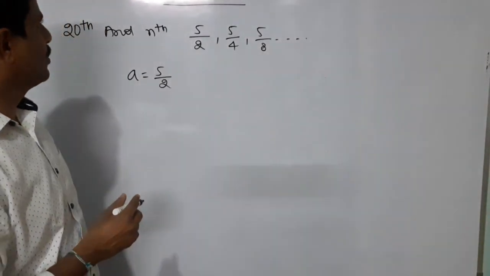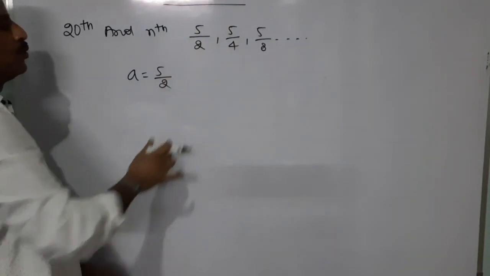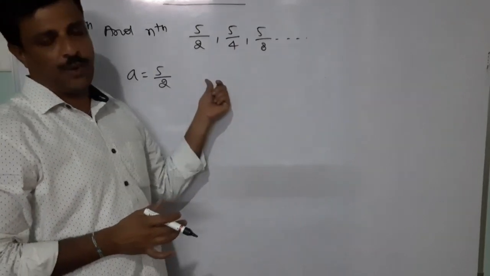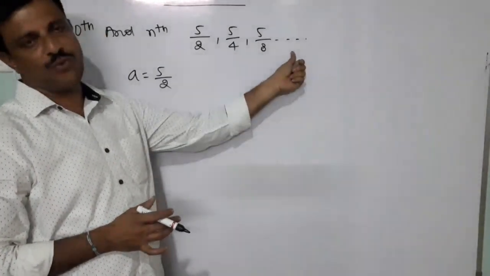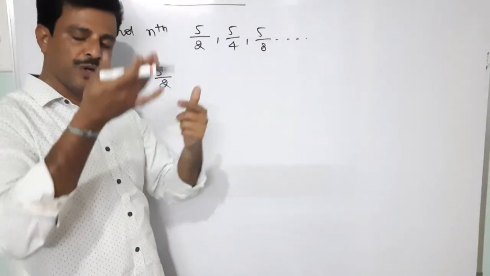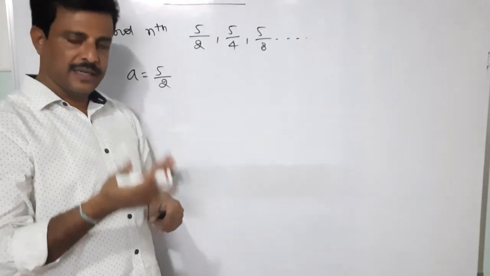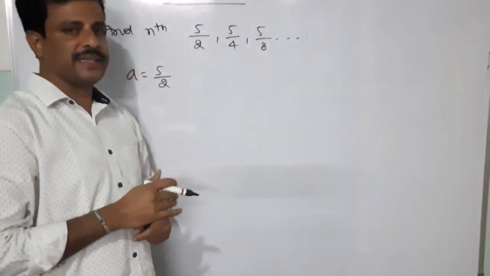Common ratio, you know, what did I say? R is equal to A2 divided by A1. We have terms A1, A2, A3, A4, A5, and so on. R is A2 divided by A1, next A3 divided by A2, next A4 divided by A3, and so on.